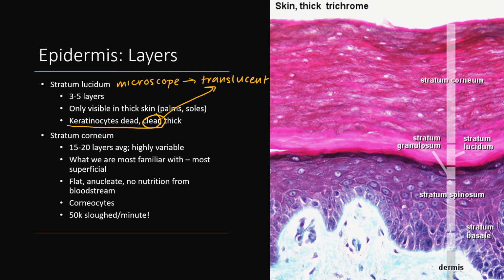Finally, the superficial most layer of your skin is the stratum corneum. Remember, anytime you see that corn or cute for cutaneous, you think keratin. This is anywhere between 15 to 20 layers thick, although it can be more in skin that experiences a lot of friction. It's the part that you see and touch and feel. It's the outermost, most superficial layer of skin. These cells are flat.